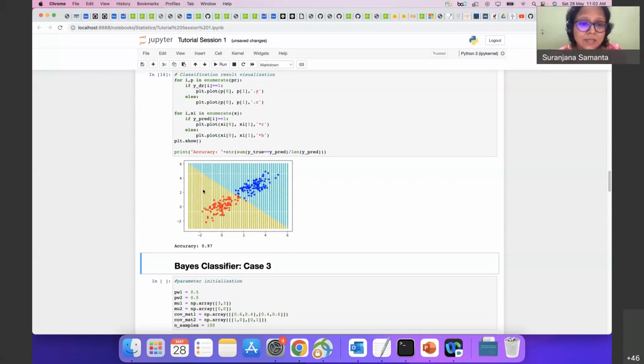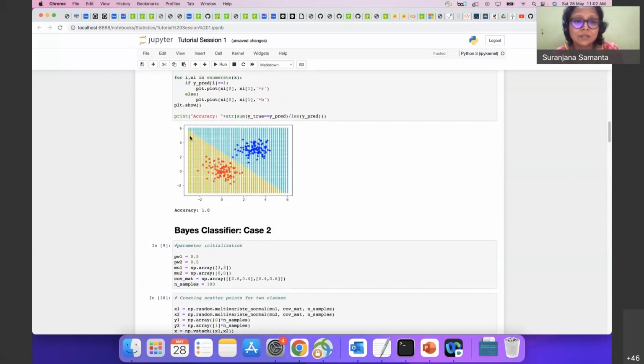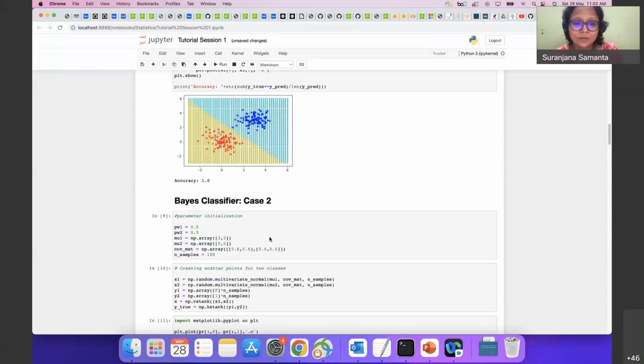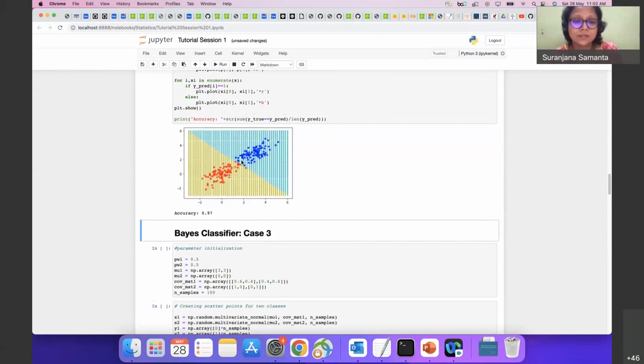And as I said, this will actually be a linear boundary itself, but it does not mean that this linear boundary is orthogonal to the line joining the means of these two classes, right? That is not happening here. Whereas in the first case, this is a linear boundary which is orthogonal to the line joining the two means. So that is the difference between case 1 and case 2.